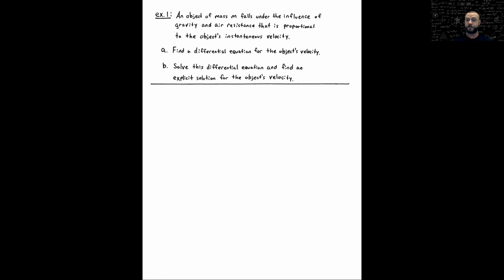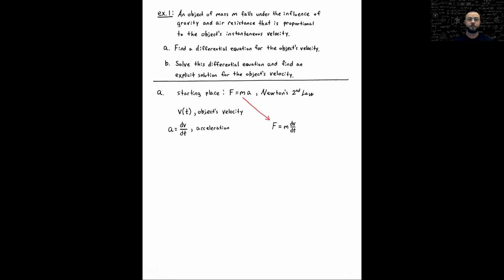Okay, so let's go through part A. If you have a good background in physics, you might feel comfortable with part A. Our starting place, any time we're dealing with forces, position, velocity, acceleration, is Newton's second law, F equals ma. The notation that we'll use, which is standard for our course, v of t will denote the object's instantaneous velocity, and dv over dt, the derivative of velocity, is what we know as acceleration. We're going to replace in Newton's second law the acceleration term a with dv over dt.